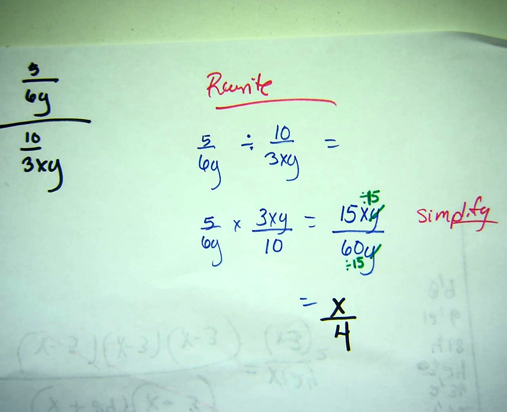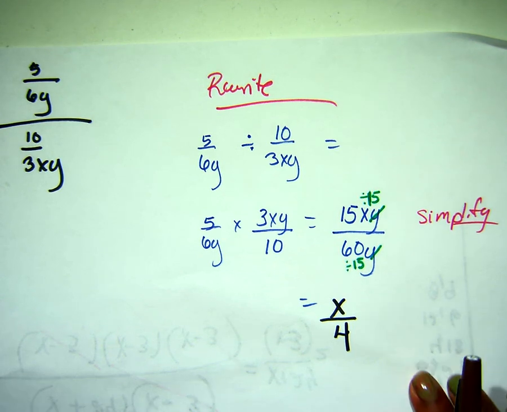So you're just left with 1x over 4. Because remember, when you do this part right here, that was 1, because you're dividing both things by 15 if you see that part right there. So x over 4 is your final answer. So yeehaw!